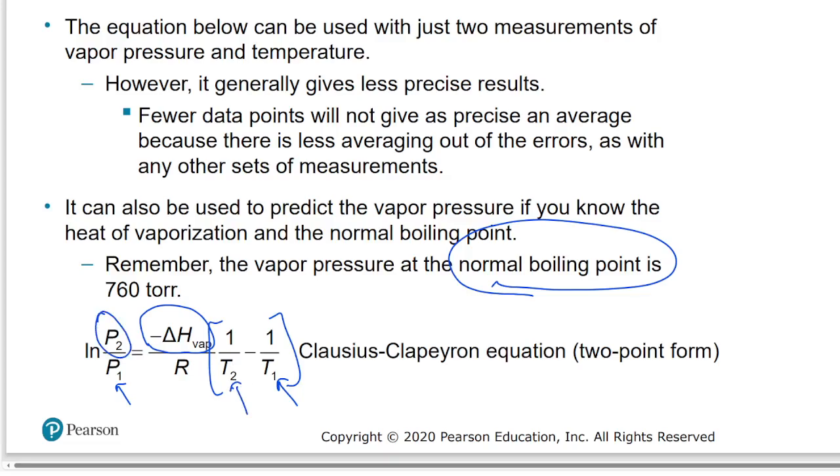So if I know the delta H of vaporization, and I know the normal boiling point for a substance, I can calculate the vapor pressure at any temperature by using the 2-point form of this equation. And we'll see an example of this when we work our example problems.